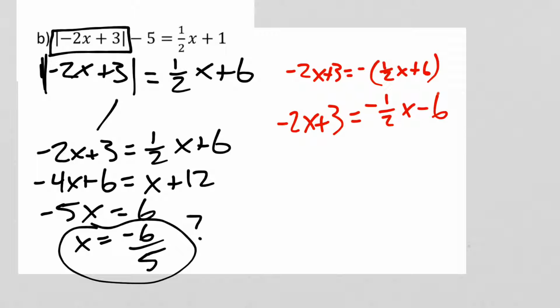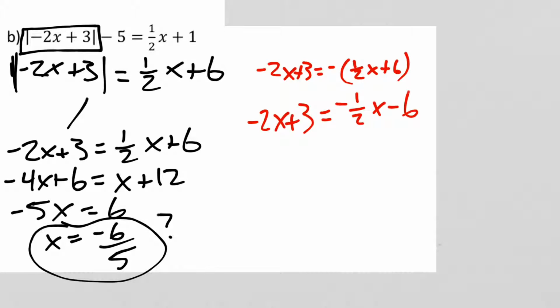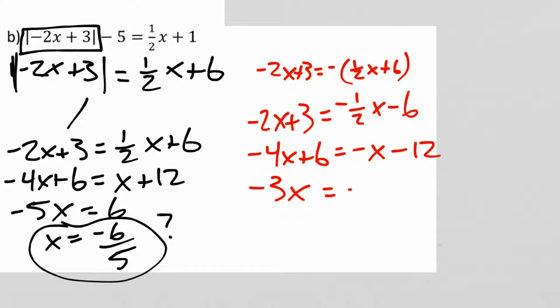And now let's take a look at our red equation. Red equation, let's do the same thing though. Let's multiply everything by 2. So negative 4x plus 6 equals negative x minus 12. Now let's add x to both sides. It doesn't matter how you do it. So we're going to get negative 3x, subtract that 6 equals negative 12 minus 6 is negative 18. Divide by negative 3 to get x equals 6.